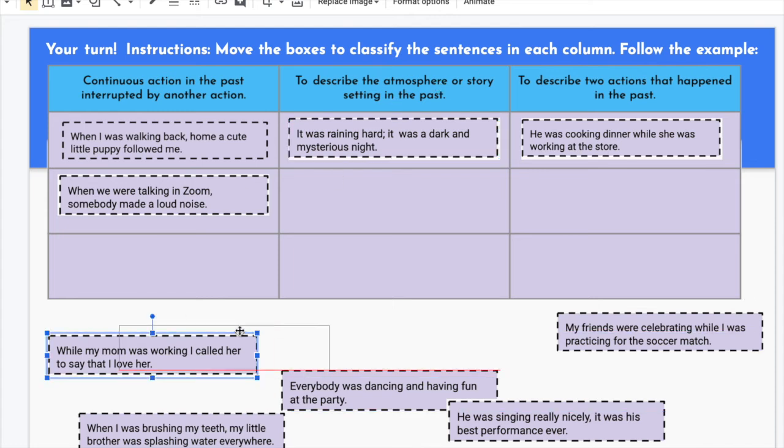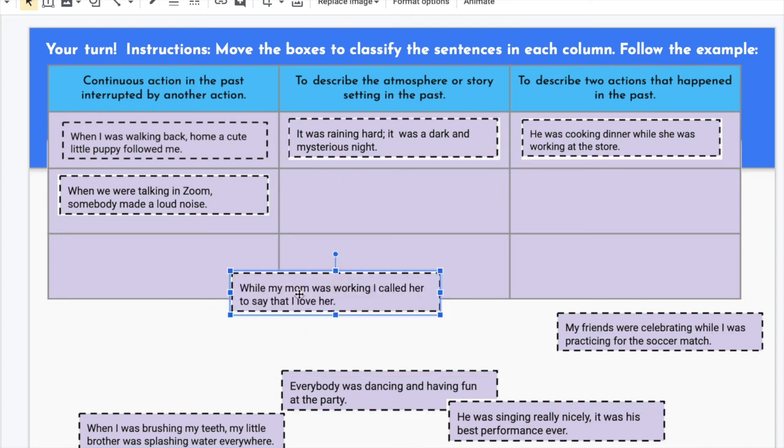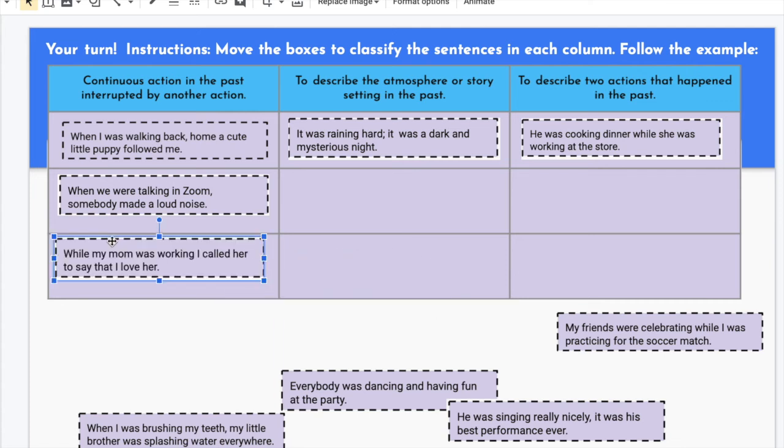Okay? This one. While my mom was working, I called her to say that I love her, which is really true, by the way. Okay, so my mom was working, but I interrupted her with my call. So this action, my phone call, the fact that I called her, interrupted the first action. We're going to locate it here.